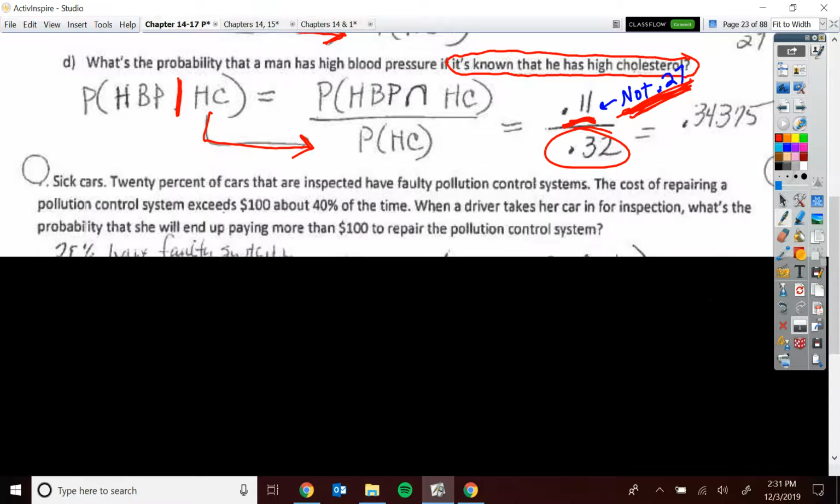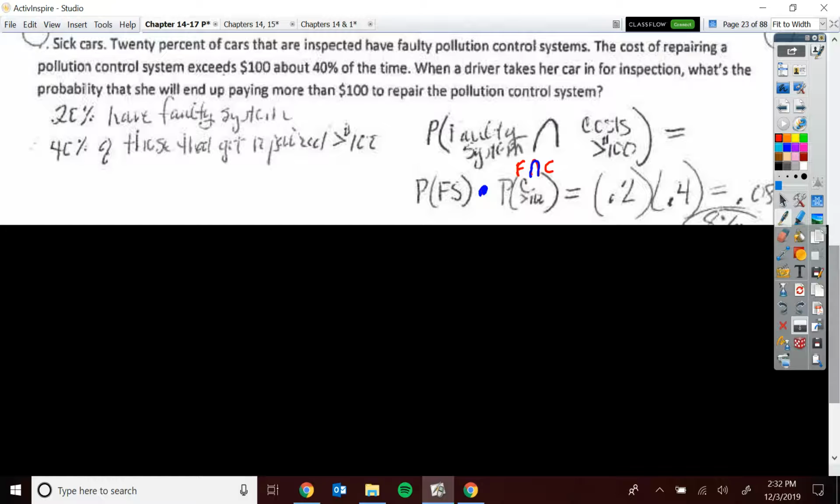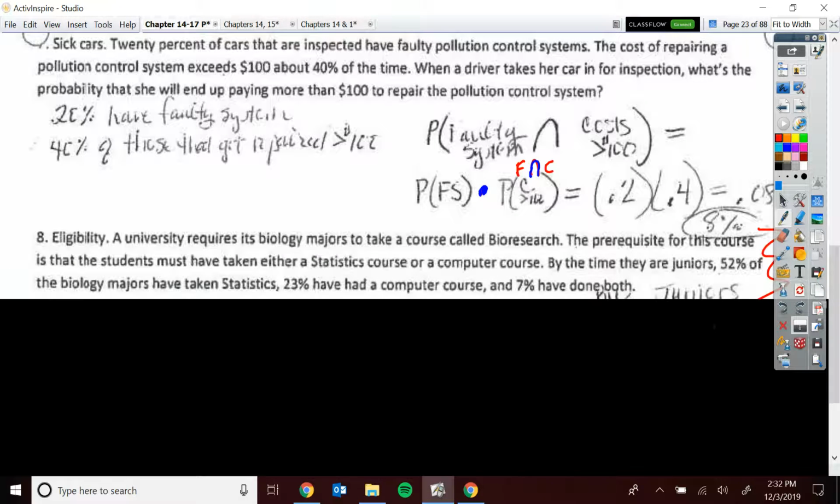Good. Okay, moving on. So this was one where you had two things that had to happen. You had to have a faulty system and have to pay more than $100 for it. So that was your 0.20% chance of having faultiness, and then 40% of those have to pay higher than $100. So that was your 8%.